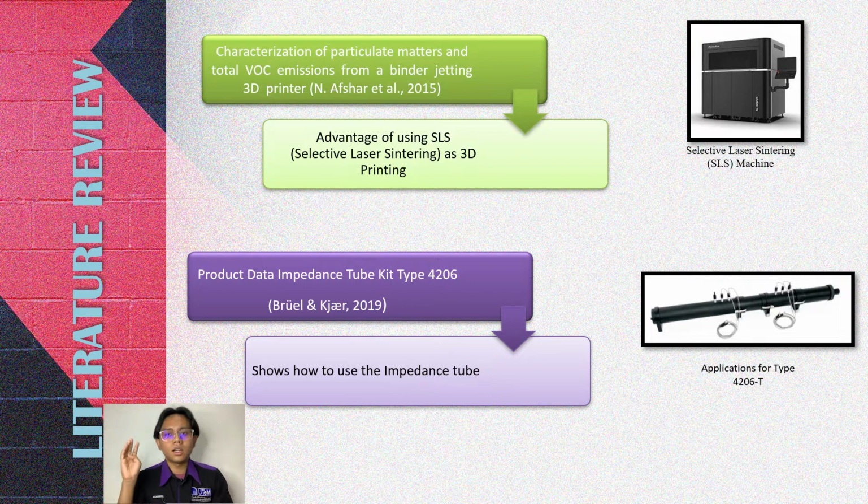And last for the literature review, the article name is Product Data Impedance Tube Kit by Brüel and Kjær, 2019. It shows how to use the impedance tube from start until end. In my project, I need to measure the transmission loss of the data. So I need to know how to work with the impedance tube and know the software that the impedance tube uses. So that is the reason why this article really relates to my project.